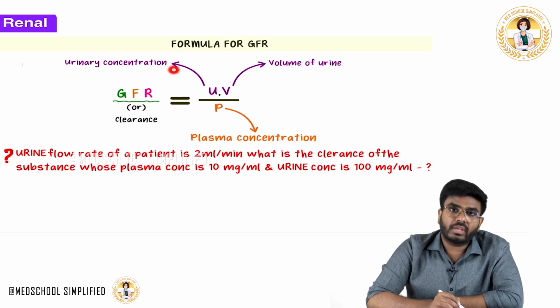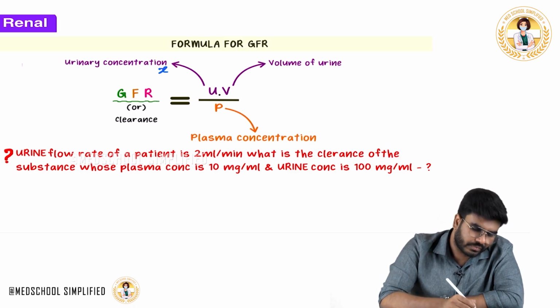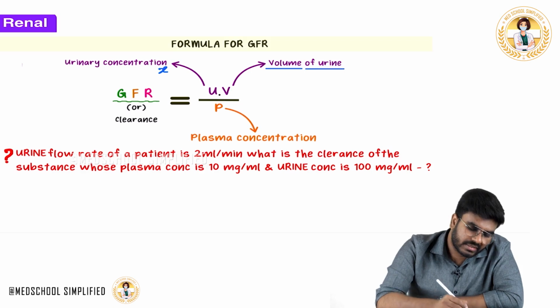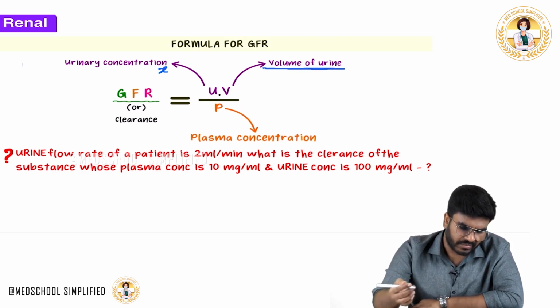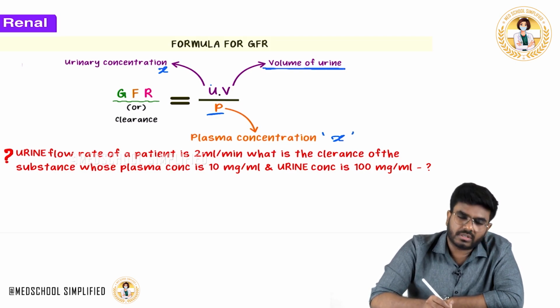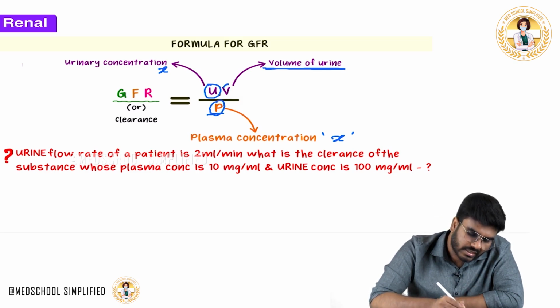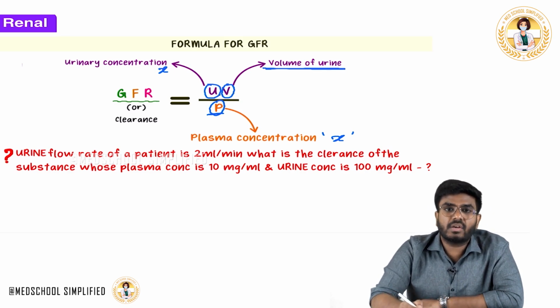What is this U? It is the urinary concentration of that particular substance, which the question will give you. V means the volume of urine produced, like 2 ml, 3 ml, 10 ml, 20 ml. And P is the plasma concentration of that particular substance. So we are checking the urinary concentration of a substance, the plasma concentration of the substance, and the volume of urine produced. So UV by P is the formula for GFR calculation as well as for clearance.